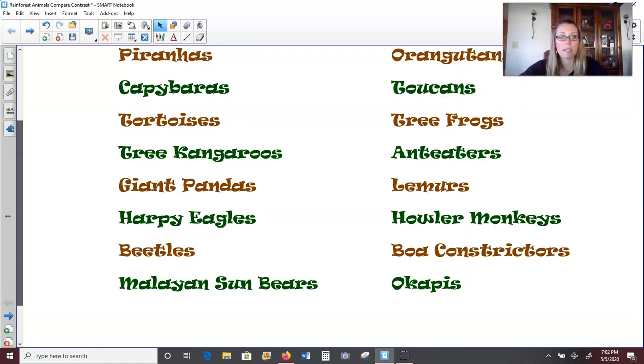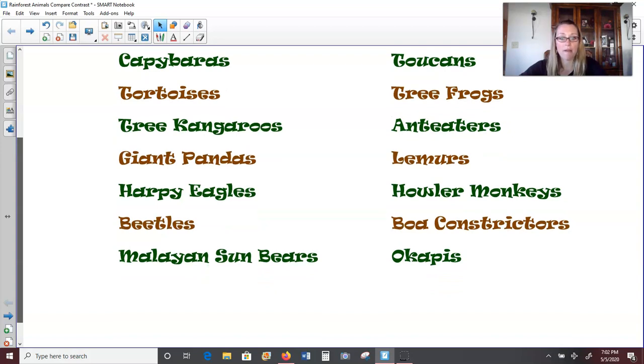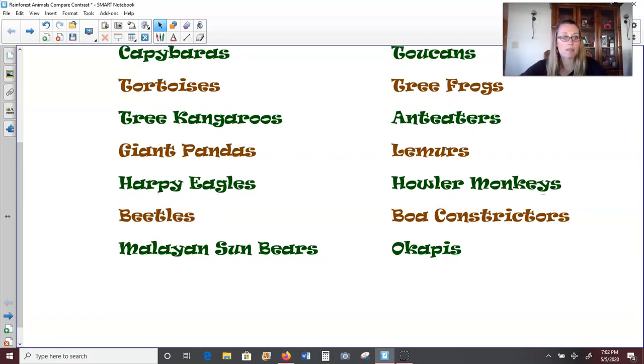monkeys, beetles, boa constrictors, and many other kinds of snakes, Malayan sun bears, which are a really unique type of bear, and then okapis, which are pretty cool. They are kind of a mix between a giraffe and a zebra and a horse. Those are really interesting endangered creatures.